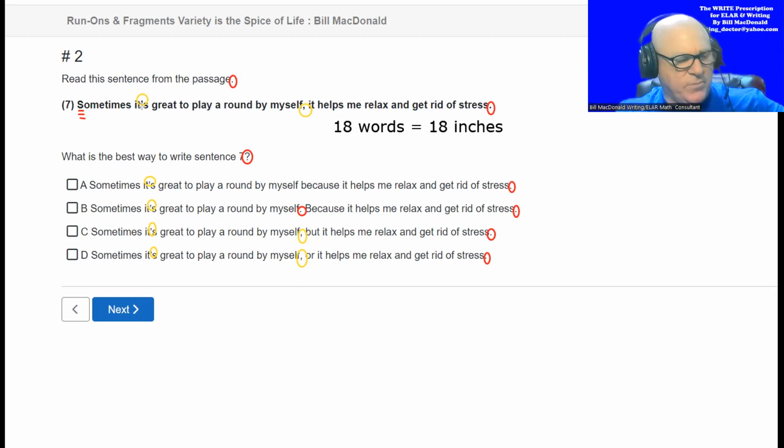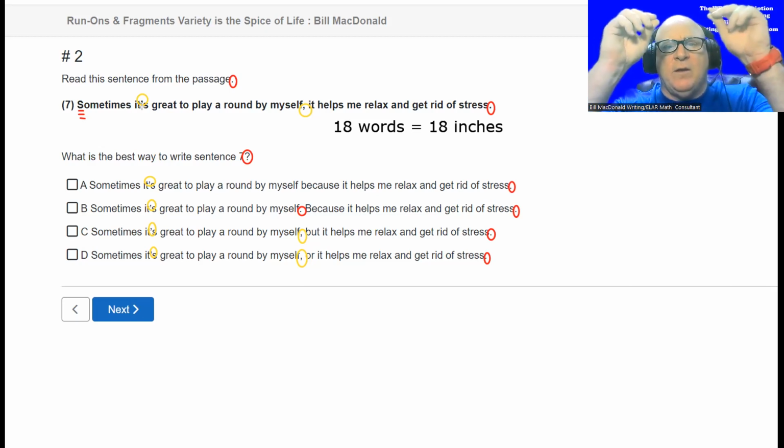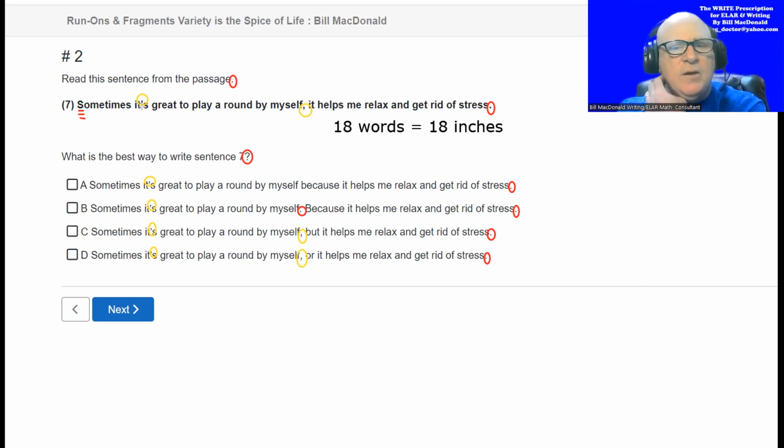On the real test, when I work with students, they're trained to open and close an imaginary Slinky for checking the length of their punctuation. They'll pretend to bend it low for commas, colons, semicolons, depending on the grade. They'll bend it high for apostrophes, contractions, and opening and closing quotation marks.